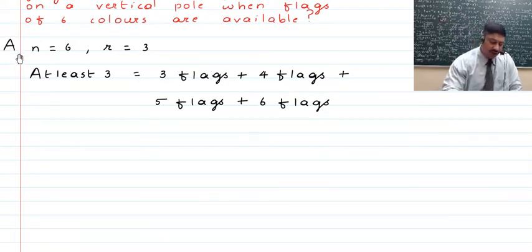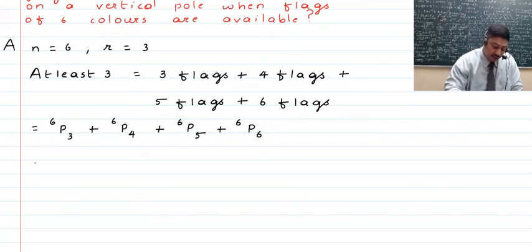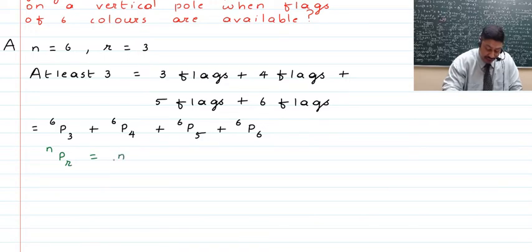Now when we talk about here 3 flags, then 3 flags, children, can be written as total number of flags being 6. The number of permutations are required, so 6P3. Then when we have 4 flags, then that will become equal to 6P4. For 5 flags it will become 6P5, and then for 6 flags it will become equal to 6P6. Now children, we apply the formula or the notation that we know, that is, when we talk about nPr, we have it to be equal to n factorial divided by (n minus r) factorial.